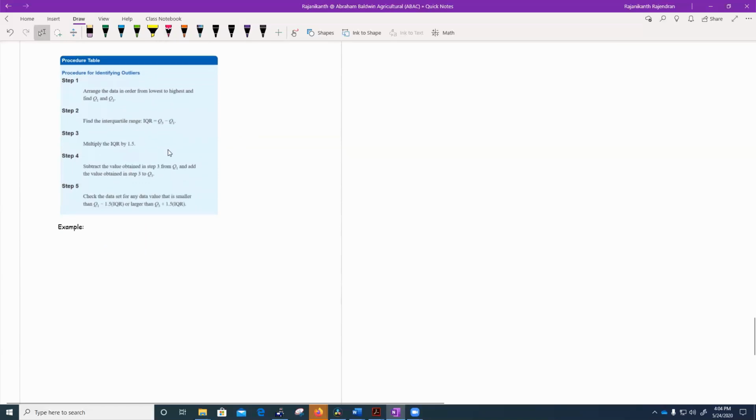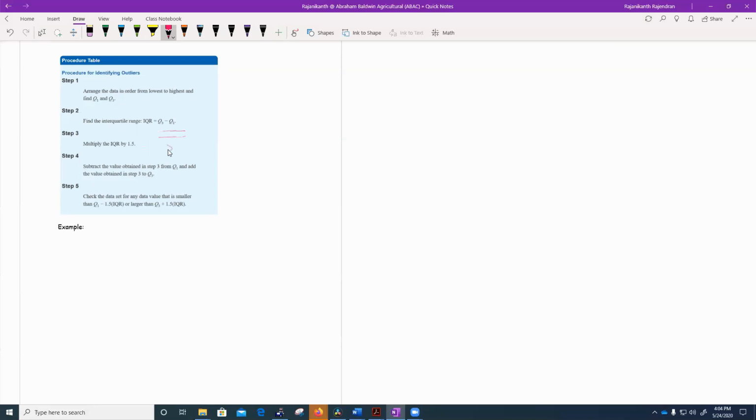The procedure for identifying outliers. First of all, if you are given a data set to identify whether there is any outlier, you have to arrange the data set from the lowest to the highest. Then find the interquartile range. If you want to find the interquartile range, first of all, you should know Q1 and Q3, because the interquartile range is given by Q3 minus Q1. So find first Q1 and Q3, the first quartile and the third quartile. Once you have the IQR, find one number, which is given by multiplying 1.5 with the IQR.